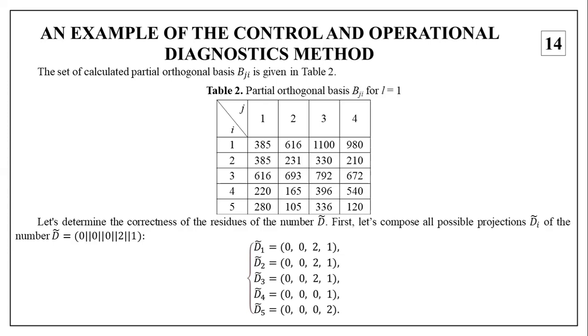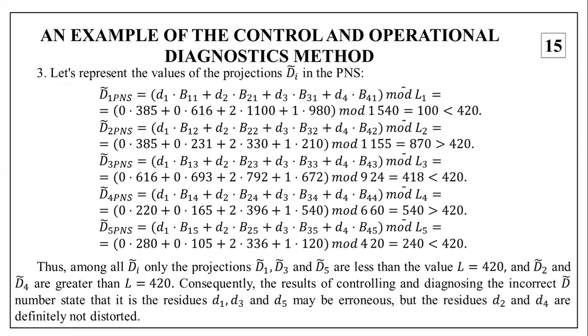Third step of the second stage. Let's represent the values of the projections in the positional number system, which are presented on this slide. Thus, among all the obtained projections, only projections 1, 3, and 5 are less than the value L equal to 420, and projections 2 and 4 are greater than 420. The result of controlling and diagnosing the correctness of the number: of all 5 residues of the number, residues 1, 3, and 5 may be distorted, but residues 2 and 5 are not distorted.